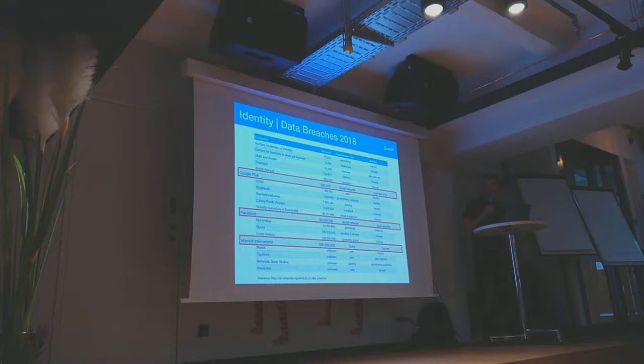This is a list of data breaches that happened last year, 2018, and we see that there are a lot of big tech companies in there, like Google, Facebook, and Marriott, which had a record of 500 million data records breached last year. It's actually terrible.